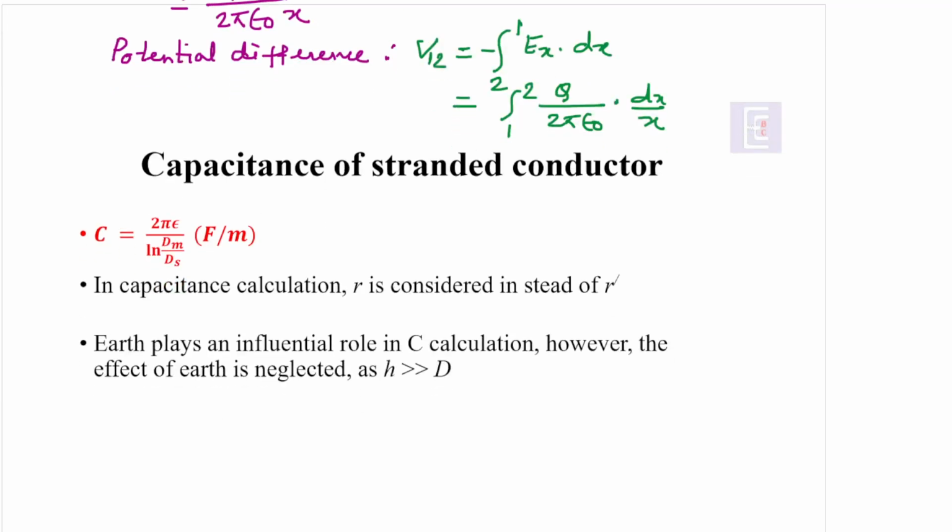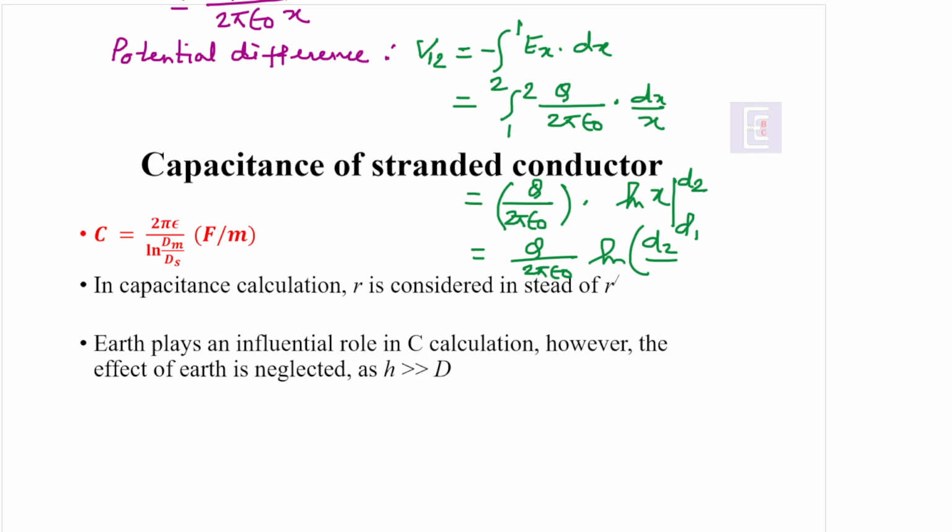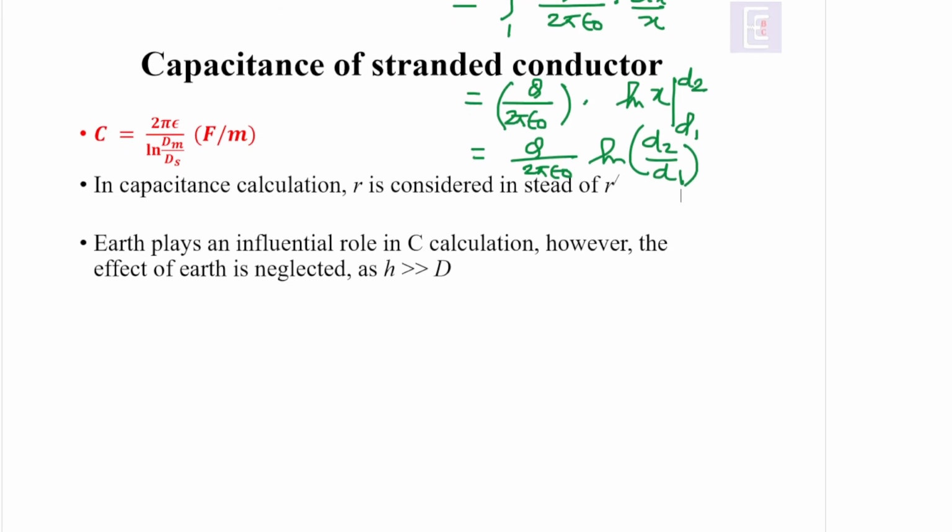So V12 becomes, if you integrate, q by 2 pi epsilon 0 is constant, then ln x will be your integration. Now if you put the limit to surface number 2 as d2 and surface number 1 as d1, this expression becomes q by 2 pi epsilon 0 ln d2 by d1.